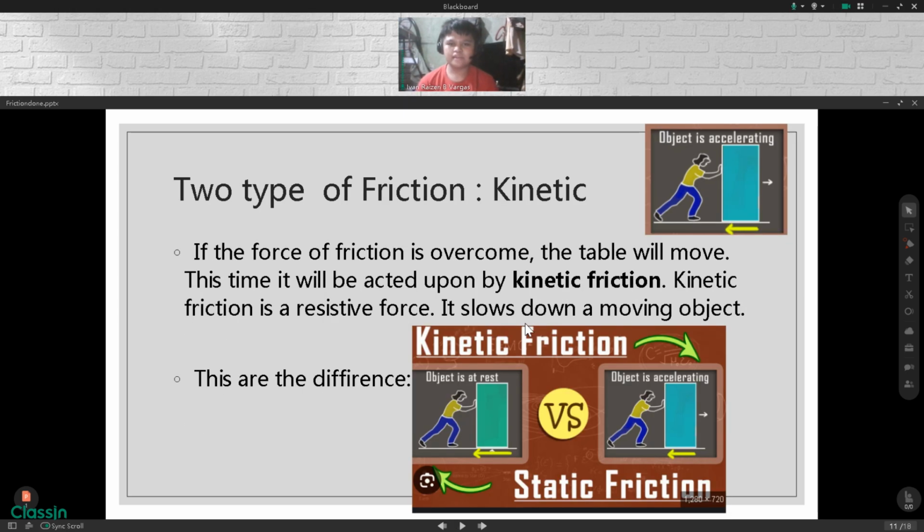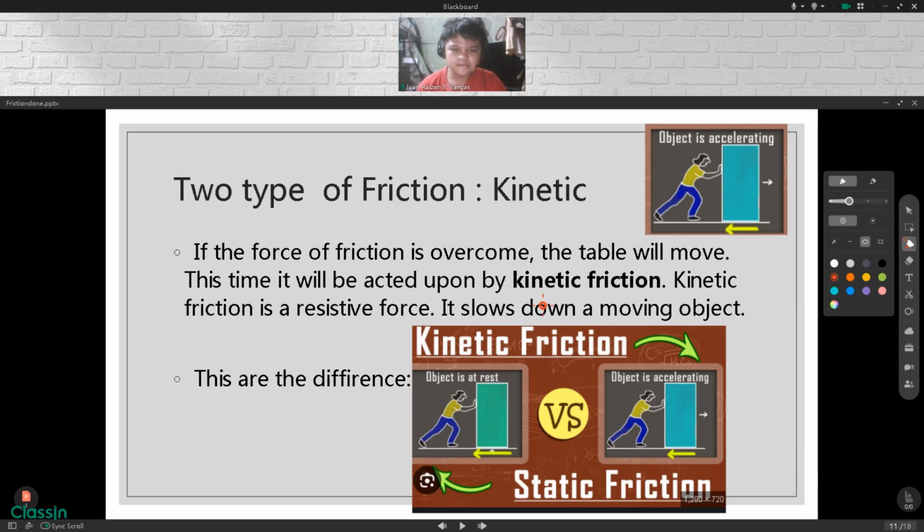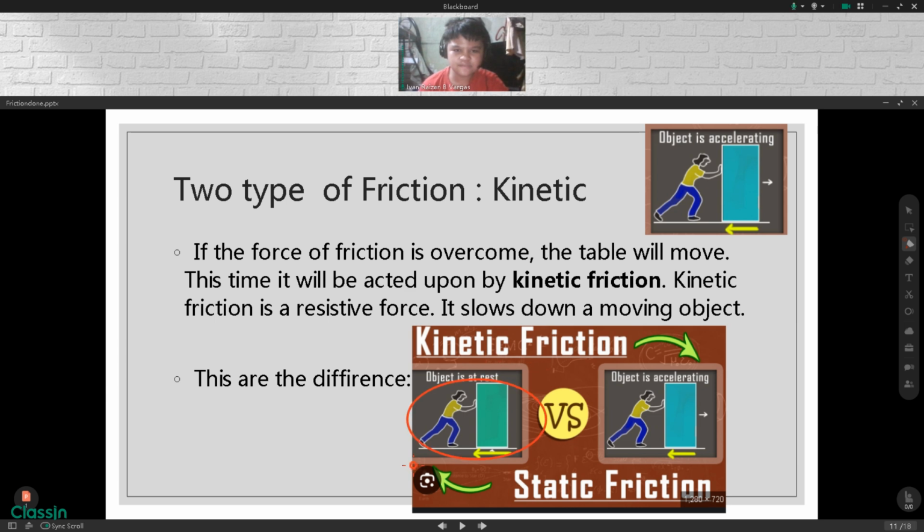And now we will learn about kinetic friction. If the force of static friction is overcome, the table will move. This time it will be acted upon by kinetic friction. Kinetic friction is resistive, it slows down a moving object. These are the differences. This one is the static friction and this one is the kinetic friction.